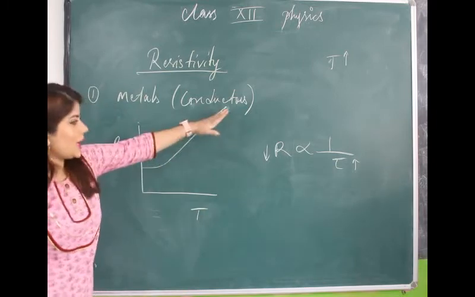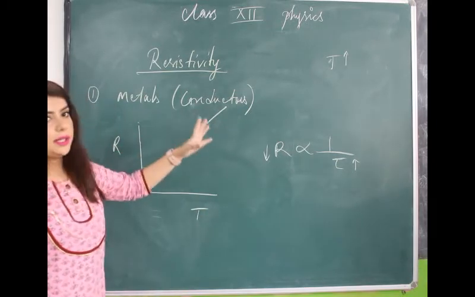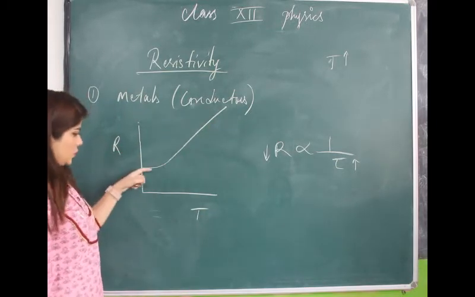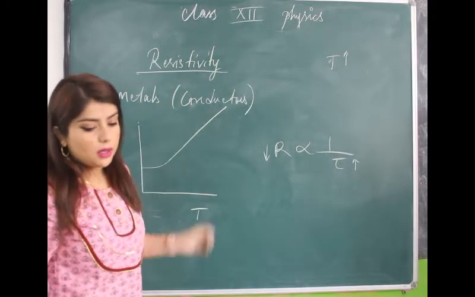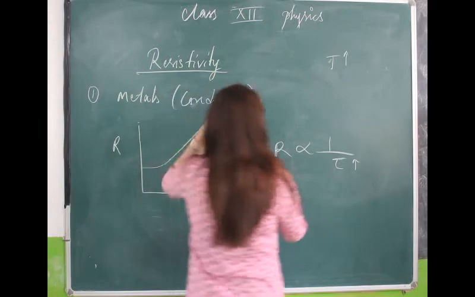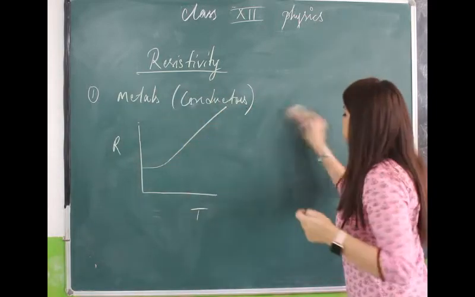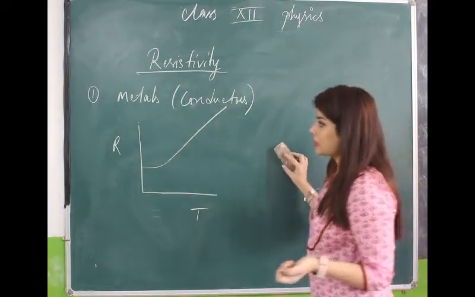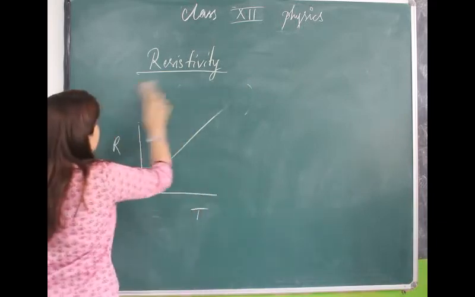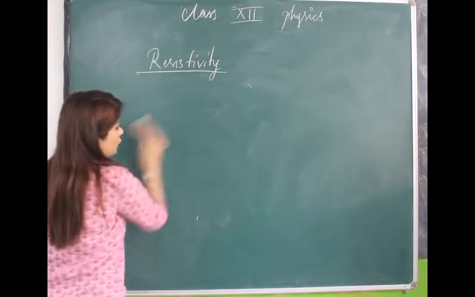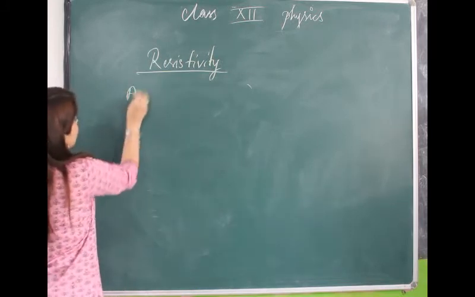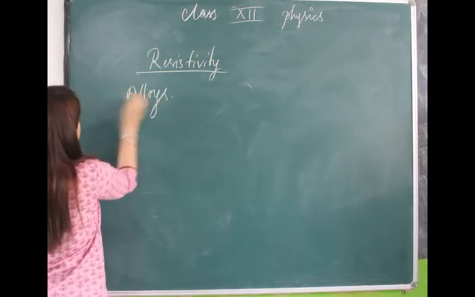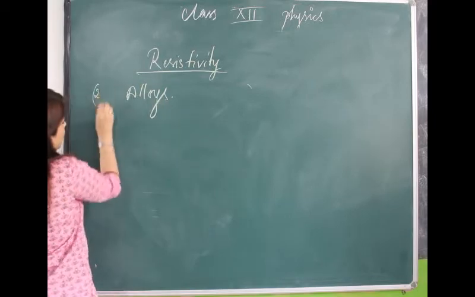So this straight line means both are increasing together. Initially it was not increasing as much, but afterwards it has increased in a large manner. Now the next is resistivity in case of alloys. In case of alloys, I hope you know what an alloy is.